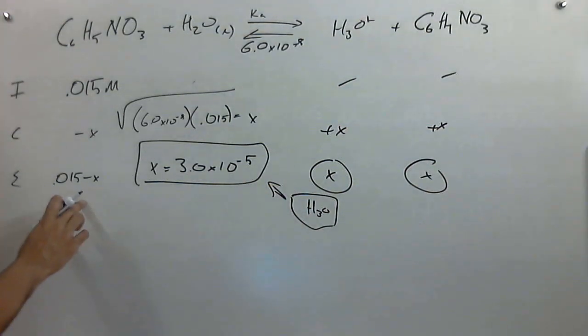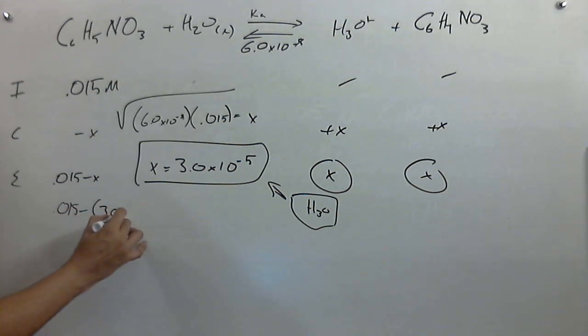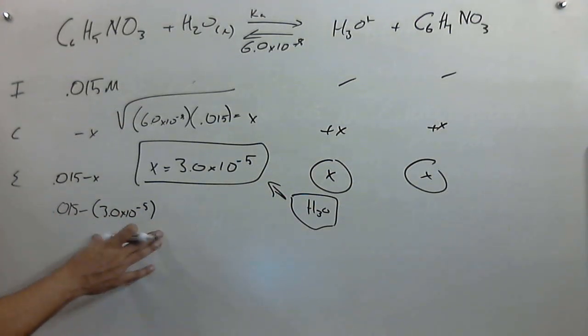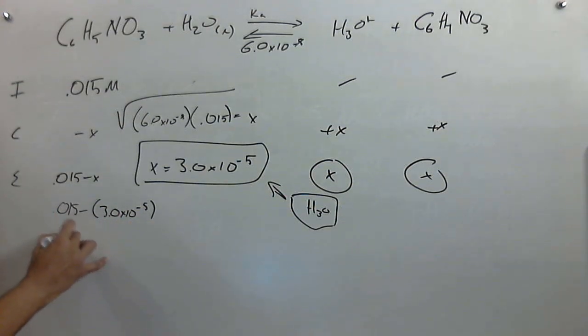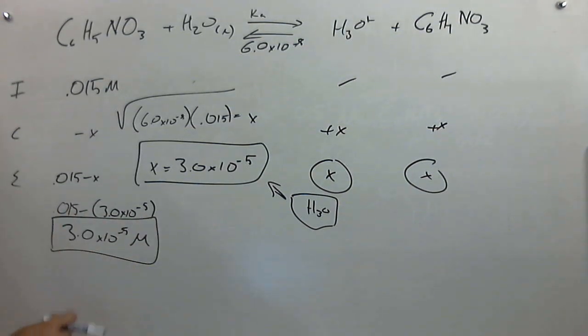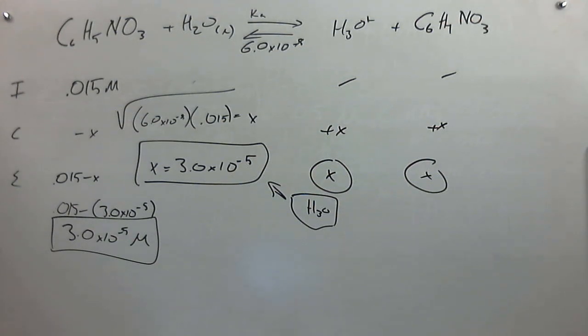Okay? Now for this one, we have to say 0.015 minus 3.0 times 10 to the negative 5th. And you know what? It's going to be really, really close because the number is really, really small. So let's say it's going to be 3.0 times 10 to the negative 5th as well. So this is the concentration of everything right now. It's going to be the concentration of this, H3O plus, and the product. All right, let's go to the next one.